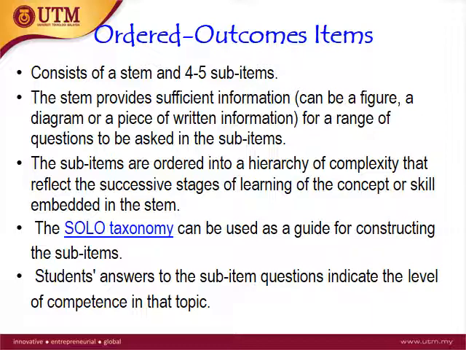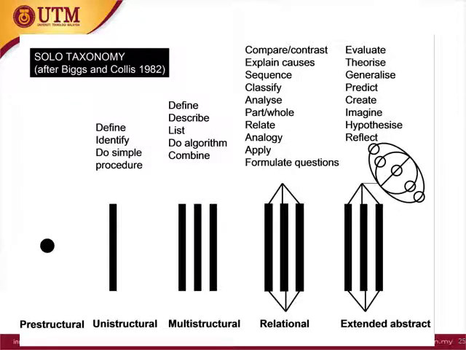So there's another taxonomy known as the SOLO taxonomy that we can use as a guide for constructing the sub-items. Now SOLO stands for Structure of Observed Learning Outcomes. So student answers to the sub-item question will indicate the level of competence in that topic. So this is the SOLO taxonomy as proposed by Biggs and Collis in 1982. So it constitutes 5 levels. So what's actually the difference between SOLO and Bloom?